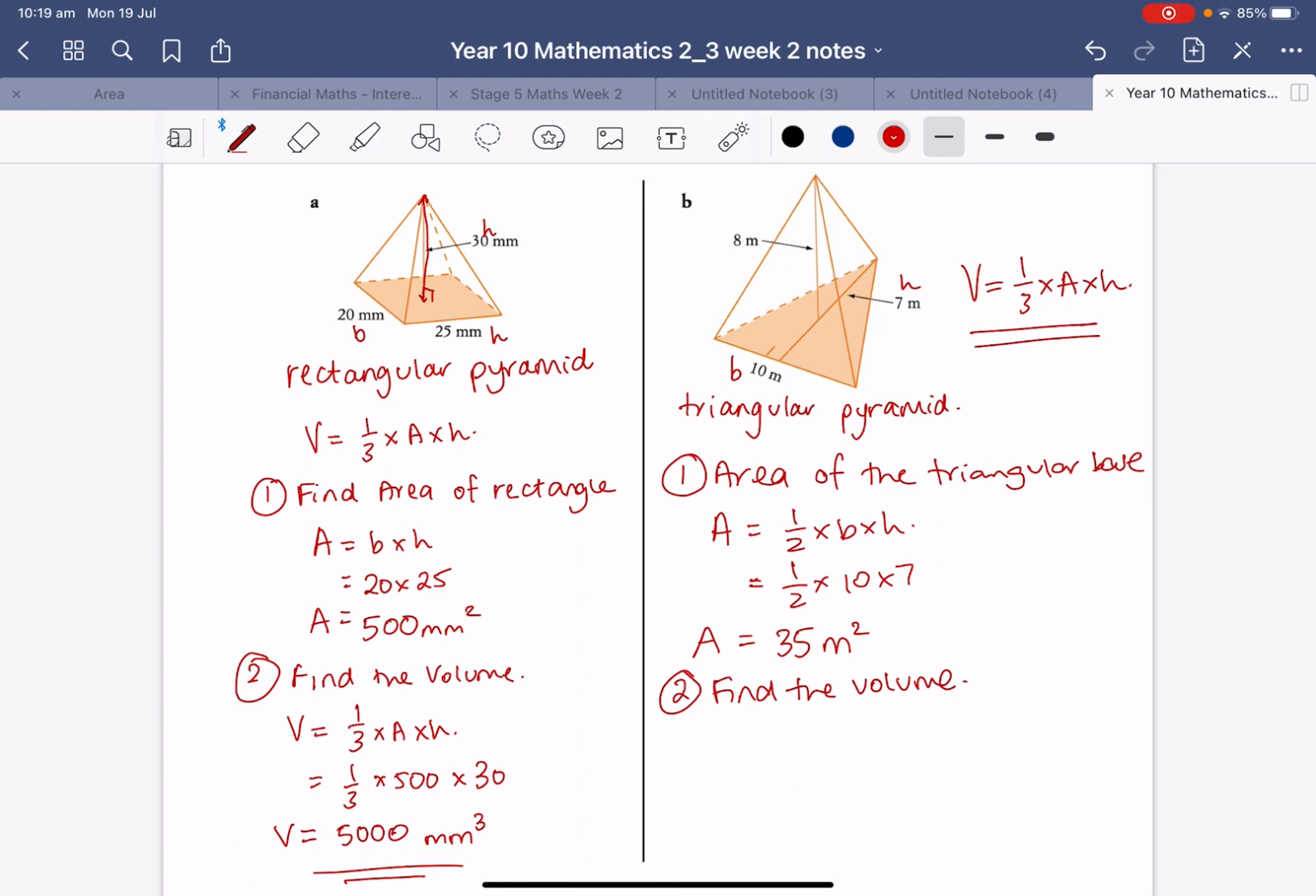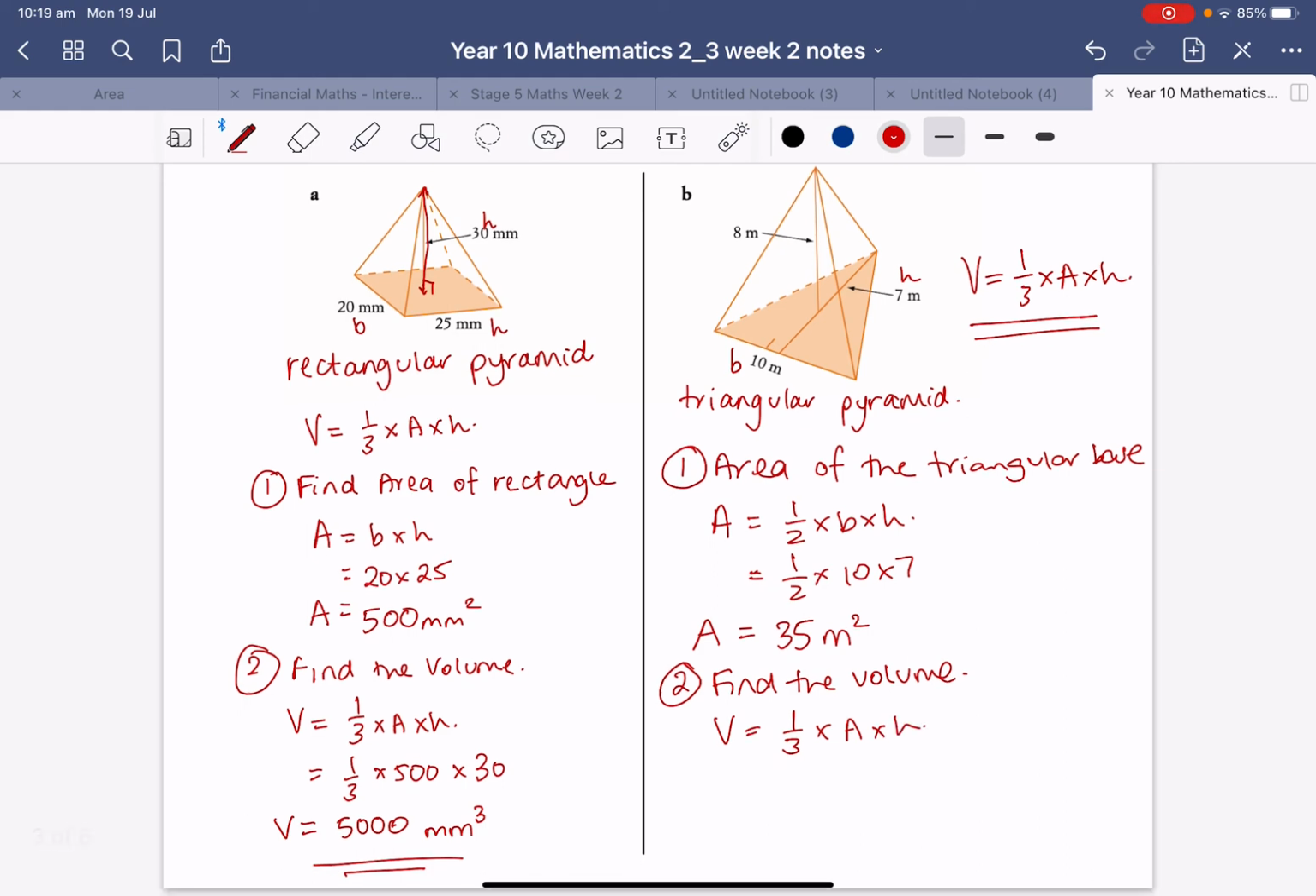Our volume is equal to 1/3 times the area of the base times the height, because we're working with a pyramid. So all we have to do extra is to label the perpendicular height of the pyramid. And the perpendicular height is our 8. Then our area we just bring down from the previous. So it's going to be 1/3 times 35 times 8, and that equals 93 1/3 when you put it in the calculator. And our units for volume will be meters cubed.